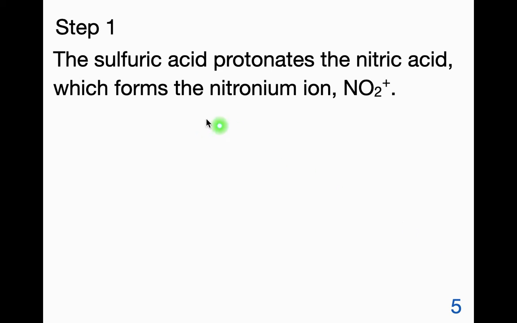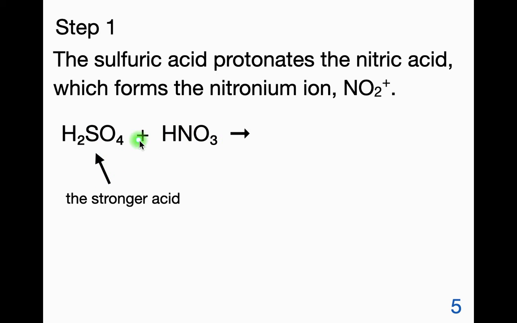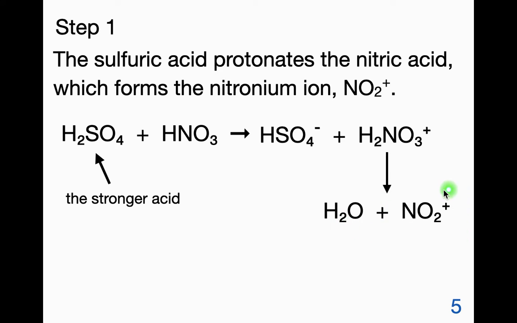Step 1. The sulfuric acid protonates the nitric acid, which forms the nitronium ion. This happens by taking sulfuric acid, mixing it with nitric acid, and because sulfuric acid is the stronger of the 2 acids, it will protonate nitric acid. So we end up with the bisulfate ion and the nitric acid with an additional hydrogen on it, so it's protonated. But this is very unstable, and it immediately decomposes to form water and the nitronium ion. This is our electrophile that we need. So this entire step was to make this.